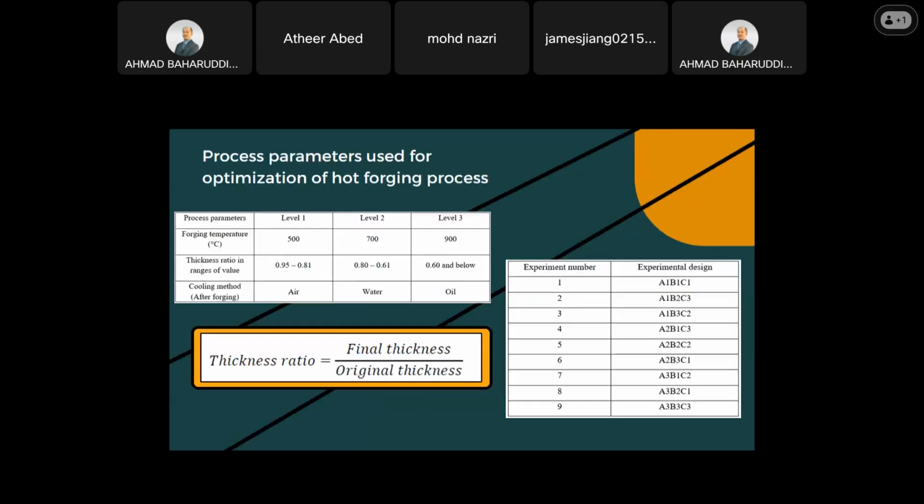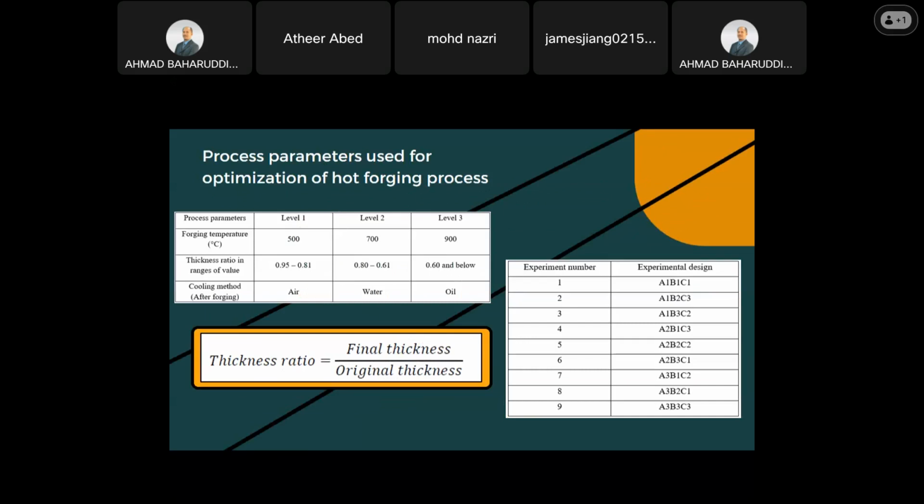And then for the optimization process, I have selected 3 process parameters, and for each process parameter there are 3 levels. For the forging temperature, it will be 500, 700 and 900 degrees Celsius. And the thickness ratio is 0.95 to 0.81, 0.80 to 0.61, and 0.60 and below.